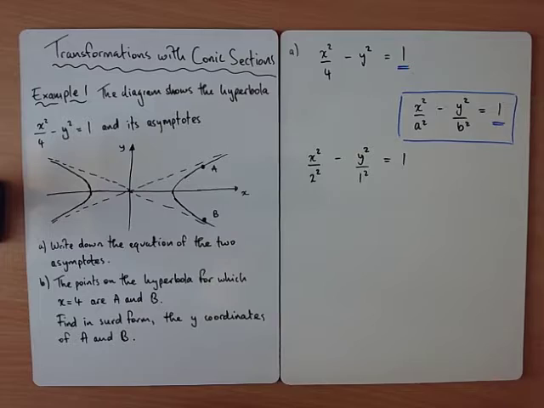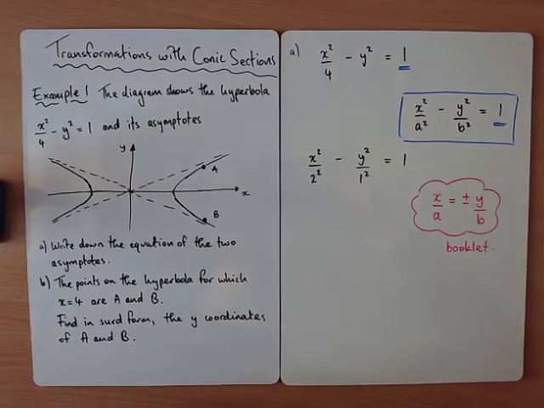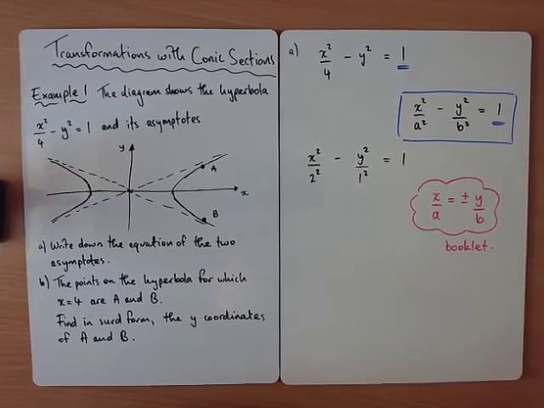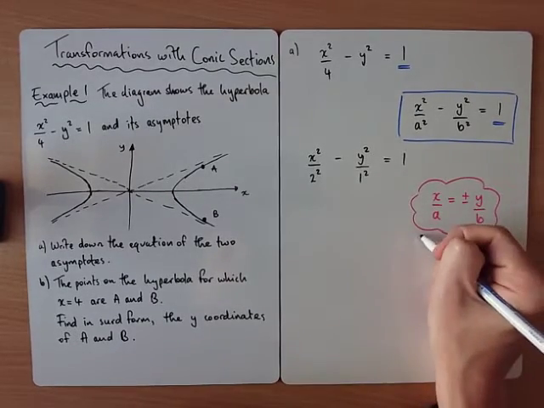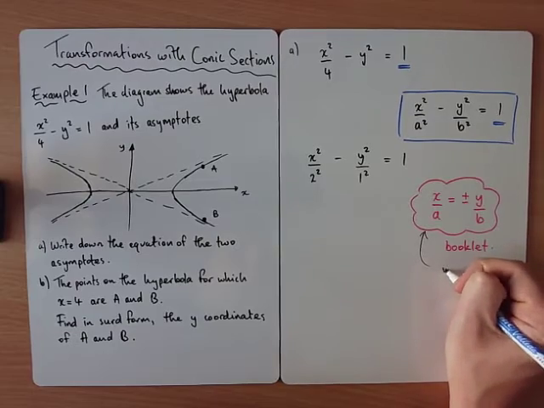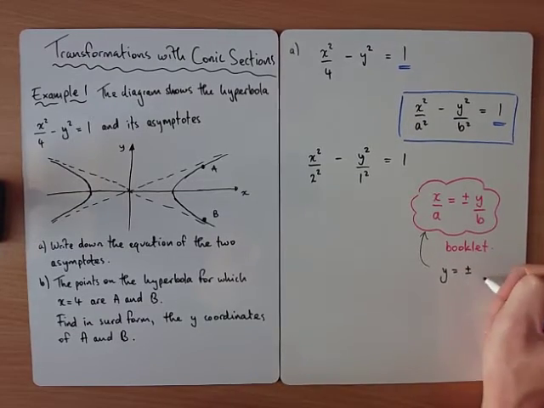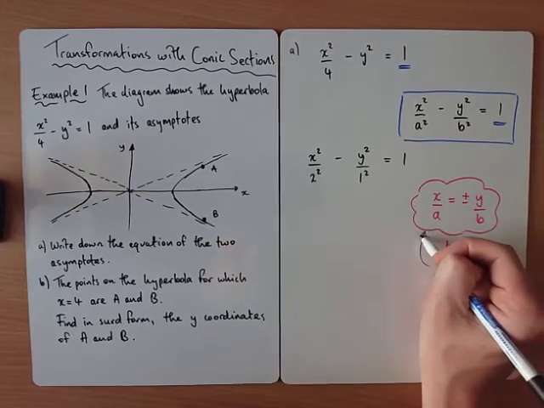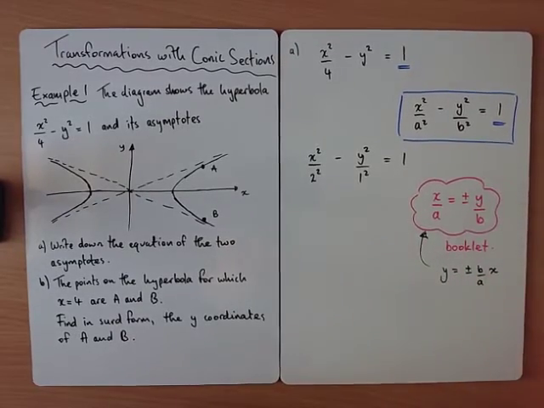And the formula booklet helps us for this. If you can't remember this, you can actually look into the formula booklet for what the asymptotes are. This is what it looks like in the formula booklet. It says x over a is equal to plus or minus y over b. I prefer to think about it like this. If you just rearrange this, y would equal plus or minus b over a x, if you just multiply both sides by b.